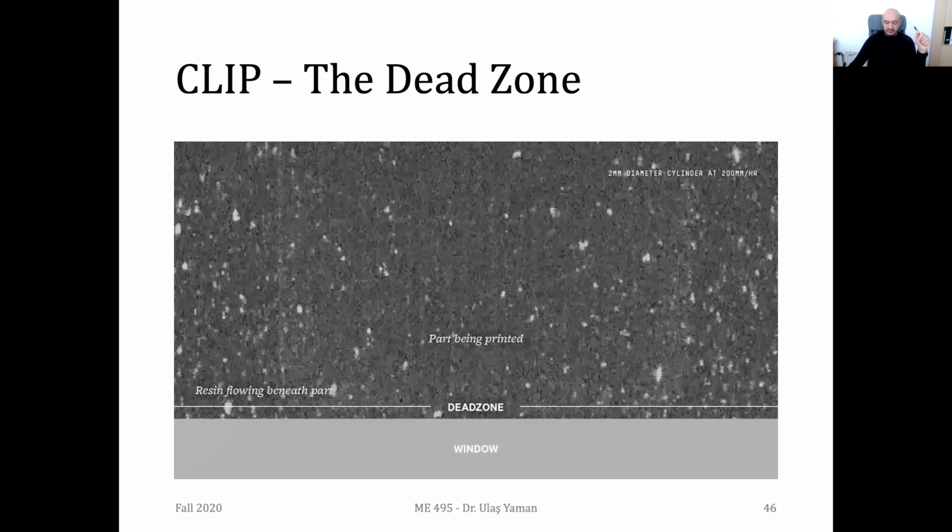Okay. Oops, guys, I'm sorry. So this is the summary of their approach, and they were able to print parts in a shorter time with respect to the conventional, let's say, DLP systems or mass projection stereolithography systems. Any questions on this type of technology, guys?